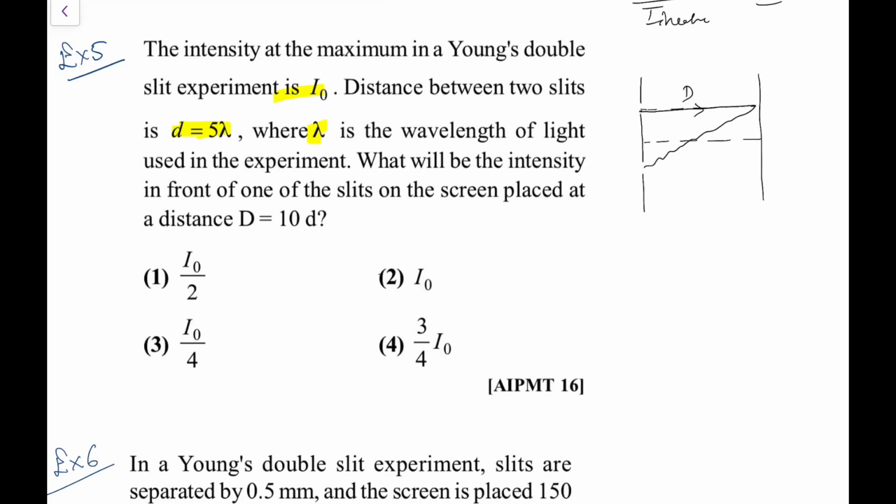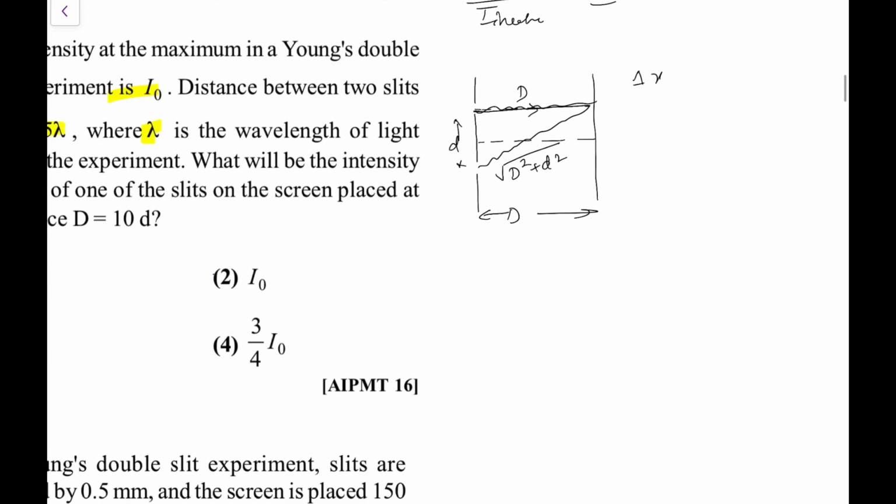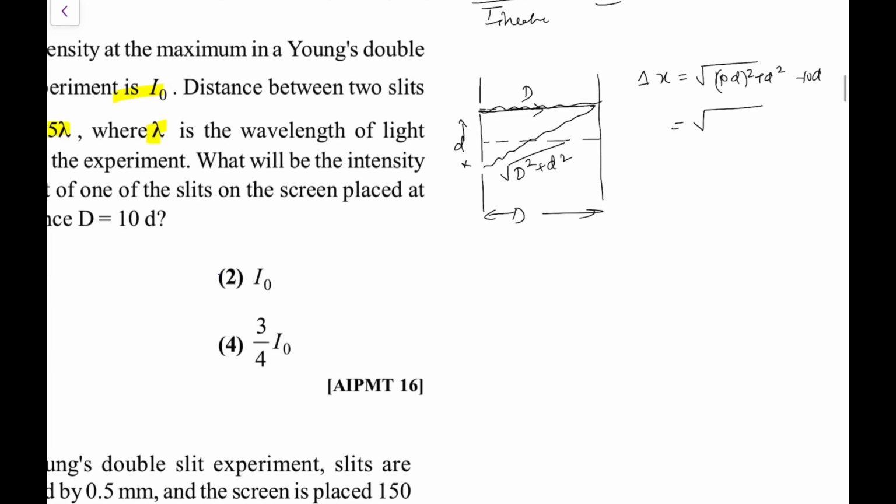This other one going like this will travel a distance which would be root of D square plus d square, and D is given as 10d. So if I take the path difference, first of all, that we typically write, that would be root of D square plus d square minus capital D, where capital D is 10d. So it comes out as root of 101 d square minus 10d. So the difference is going to be very, very small in this case.